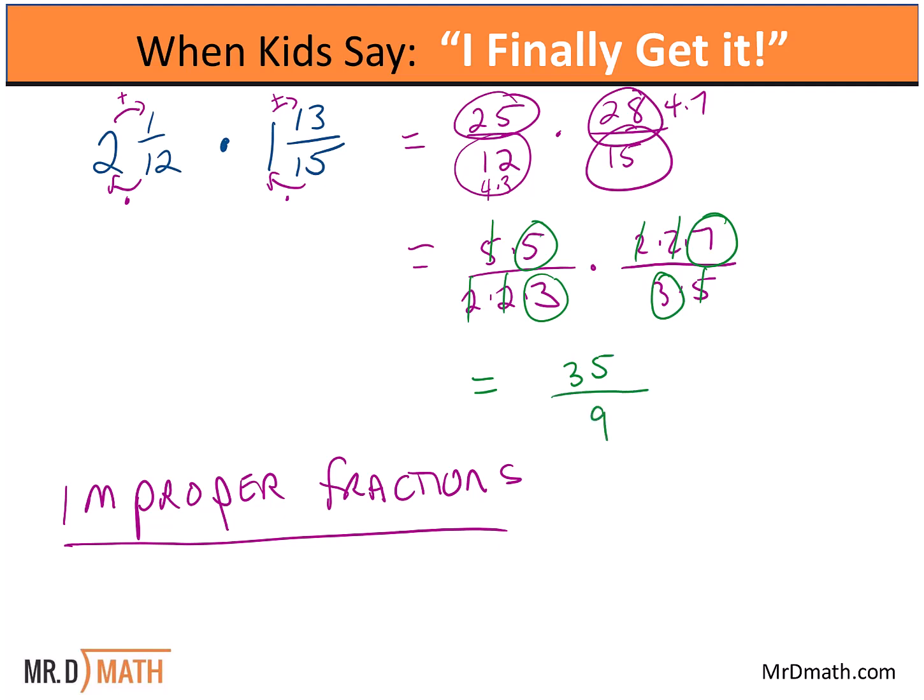But maybe in your class or the program you work in, you're asked to change it back into a mixed number. Can we do that? Of course we can. To get a mixed number, we simply take our fraction 35 over 9 and do the division.